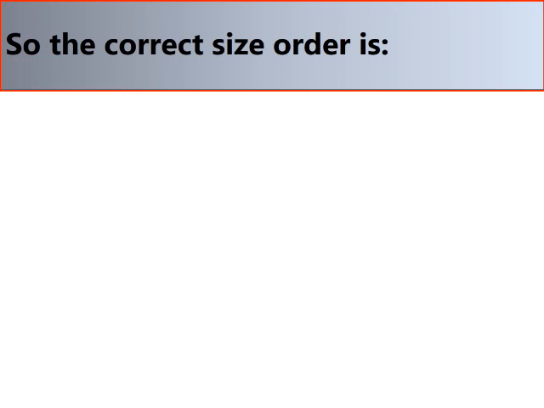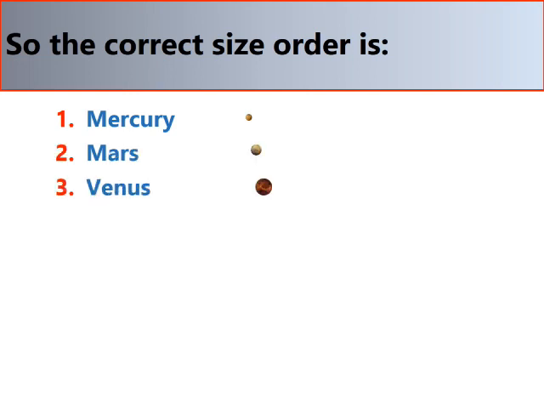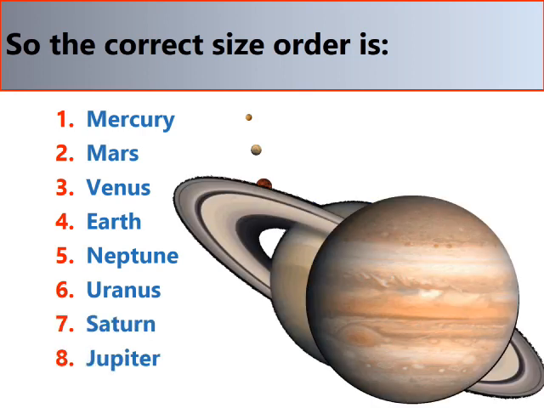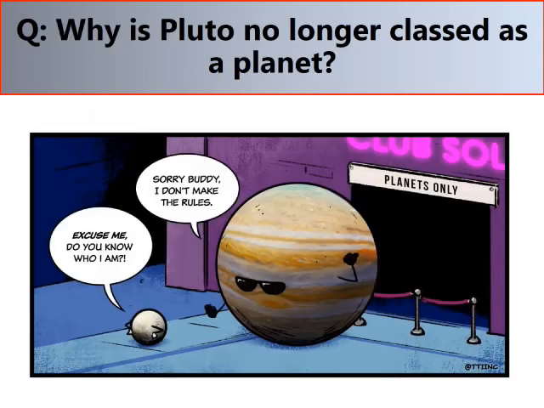So now the correct size order is, first of all, Mercury, then Mars, then Venus, followed by Earth. Then we've got Neptune, Uranus, Saturn, and then finally Jupiter. Now let's go back to Pluto. Why is Pluto no longer classed as a planet?